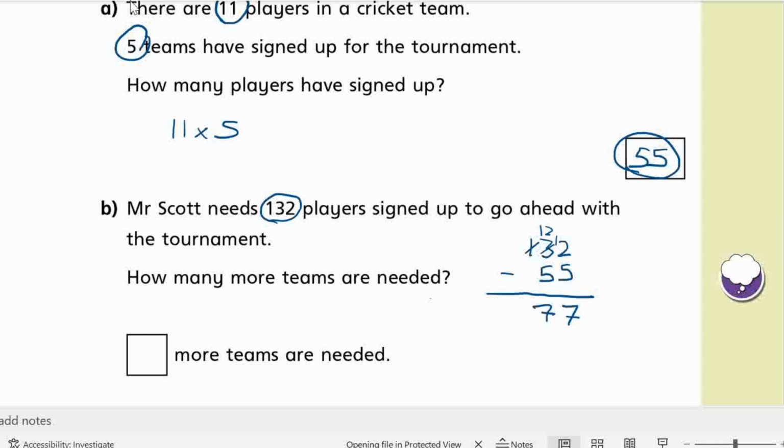Right, so there's 77 players that are still needed. And then we need to do 77 divided by 11, which equals 7. So one needs 7 more teams, okay?